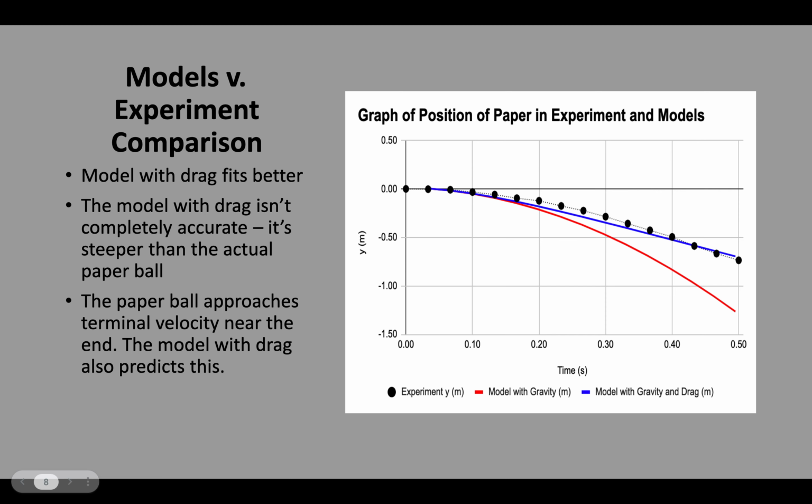The red line is the predicted motion of the paper ball when there is no drag, while the blue line is the motion when drag is considered. The black line is the experimental data. It can be seen that the black line is similar to the blue line. The paper ball approaches terminal velocity near the end. The model with drag also predicts that.